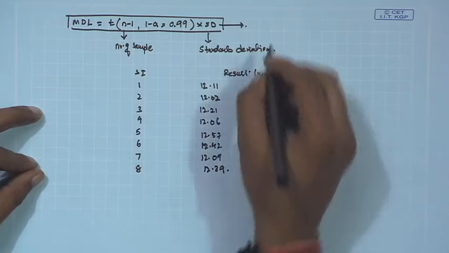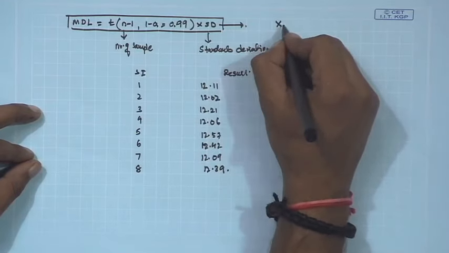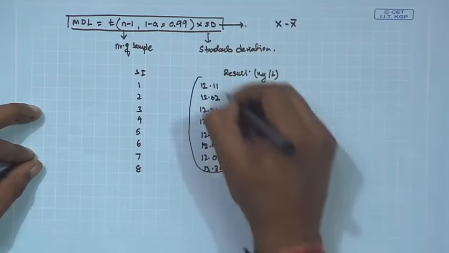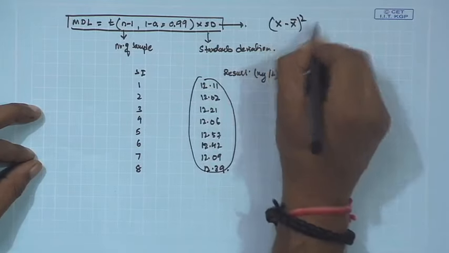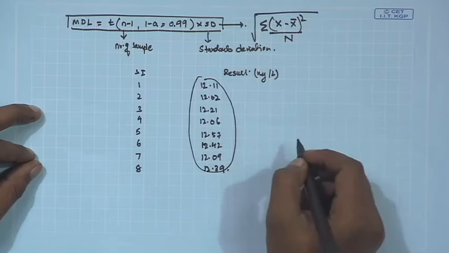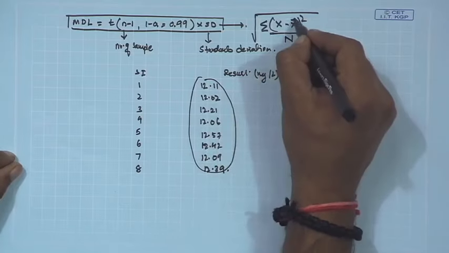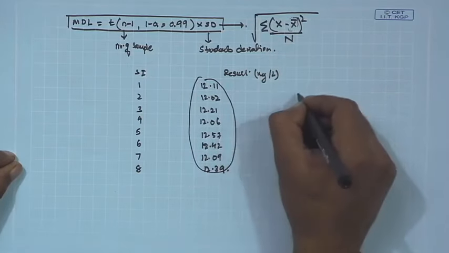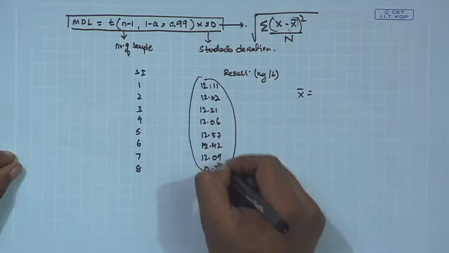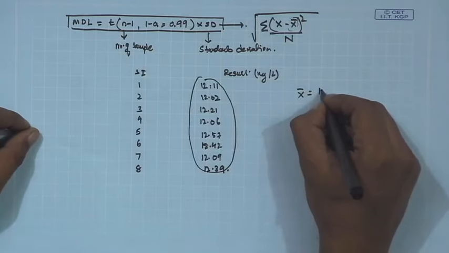The formula for standard deviation, as we know, is the individual sample concentration minus the mean of these values, squared, summed, divided by the number of samples, all put in a square root. This will give you the standard deviation. So, we see there is a mean, and we need to first find the mean. How do we find the mean? We add all these values and divide by 8. That would be the mean value.